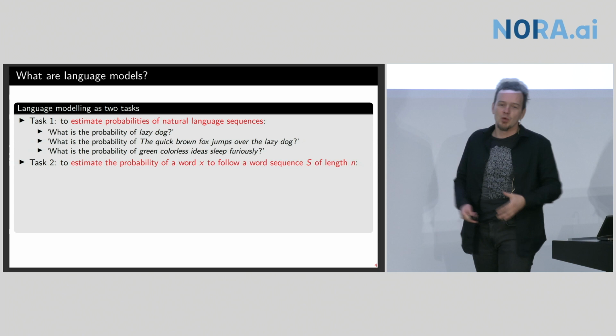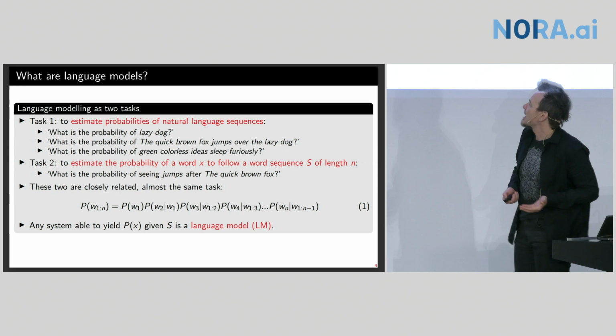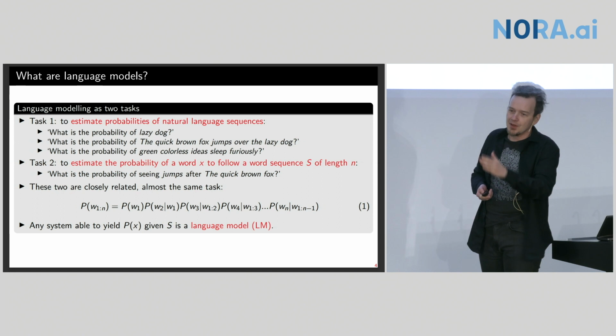So what is the probability of seeing the word "jumps" after the sequence "the quick brown fox"? These two tasks are like two views of one and the same task, because essentially the probability of seeing a word given the previous words is just the product of the probabilities of seeing all the previous words given the words that we saw before them.